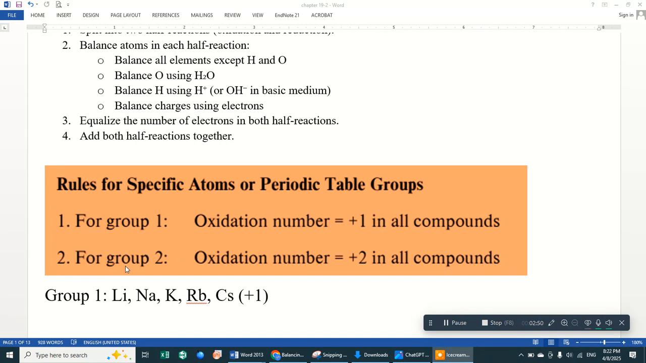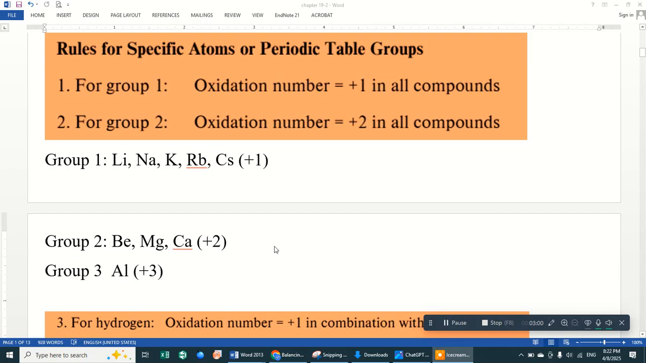Group 2, the alkaline earth metals, mostly show the +2 oxidation state in all their compounds, for example beryllium, magnesium, and calcium. Similarly, in group 3, the most well-known element, aluminium, shows +3 oxidation state. These are oxidation states which can never change and must be remembered by any intermediate level student on their fingertips.